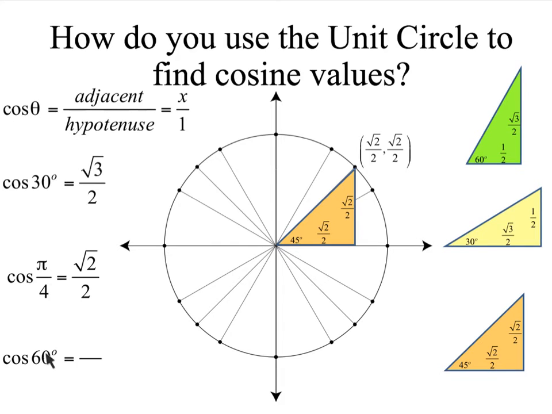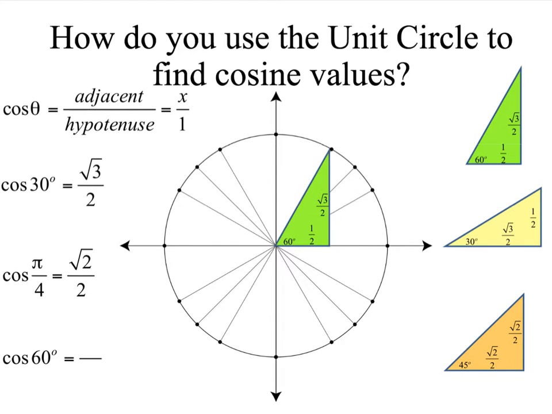I want cosine 60 degrees. Okay, let's do the 60. There's the 60. So, okay, there's the coordinate. What's the answer to cosine 60 degrees? Is it the x or the y? It's the x, the adjacent side. And bam, you quickly have quick answers. The coordinates of the unit circle are quick answers to sine and cosine problems.